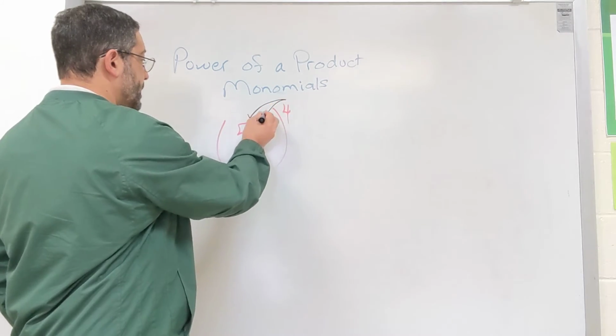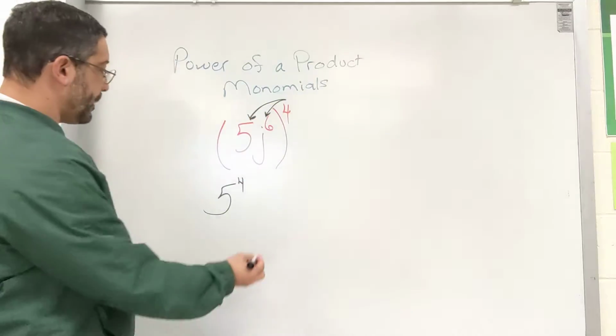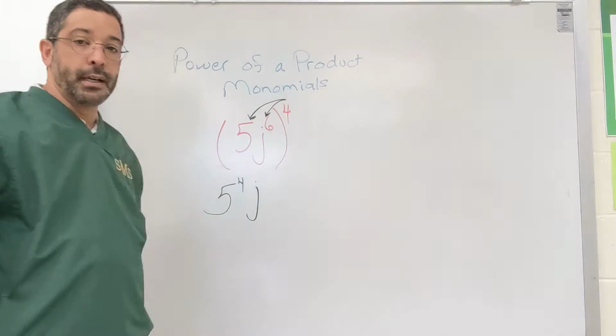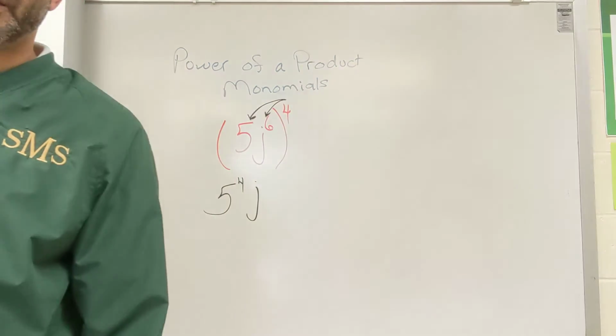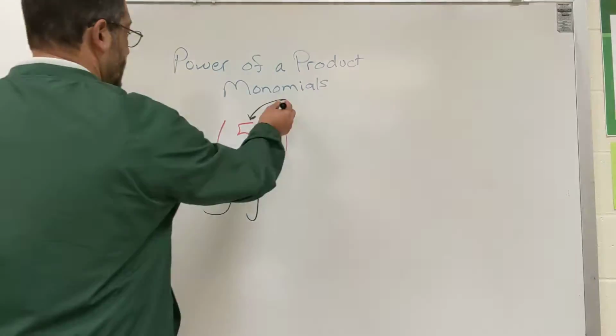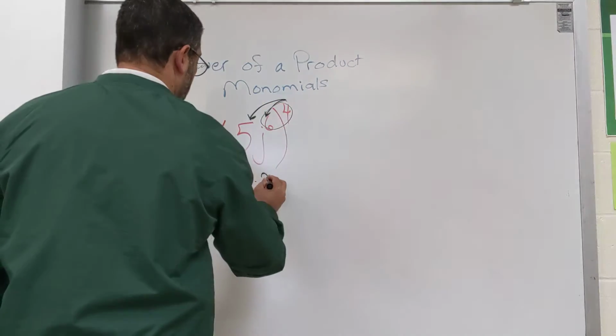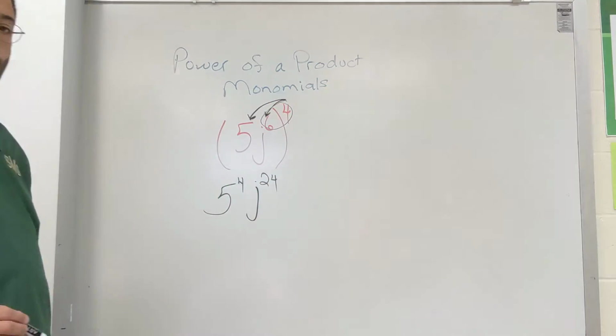And when I distribute to the 6th, I'm going to keep the base of j, but this time, instead of adding or subtracting, I'm going to multiply.